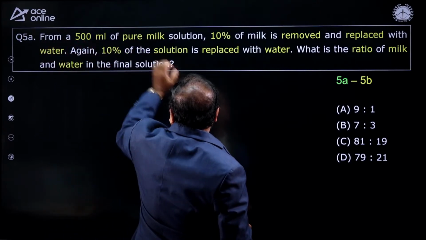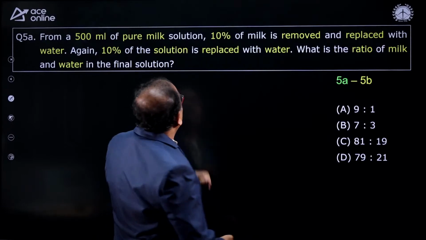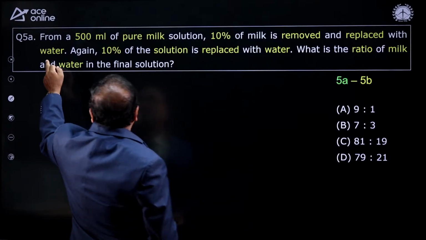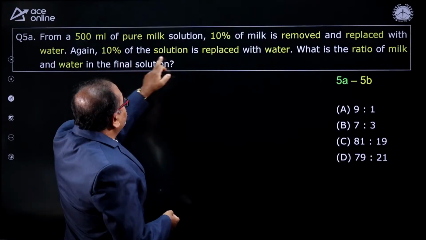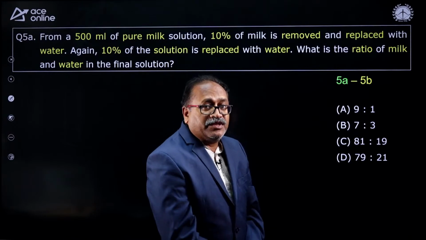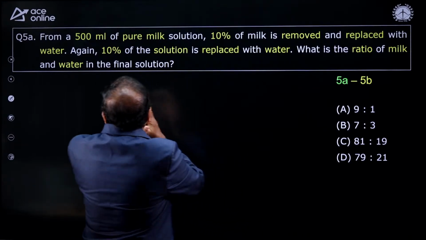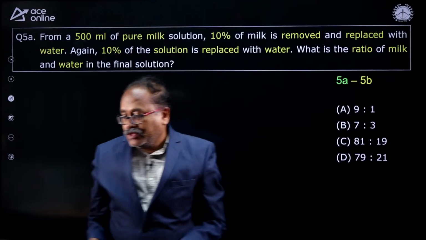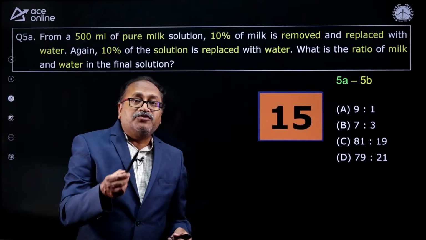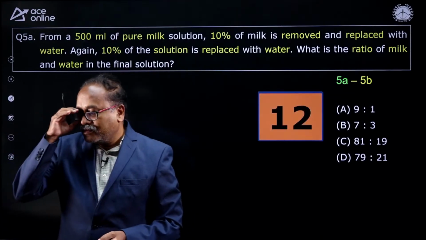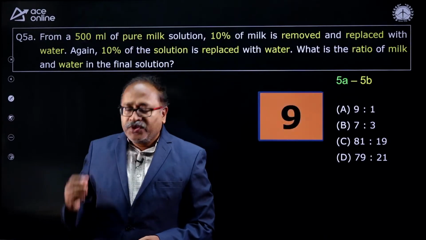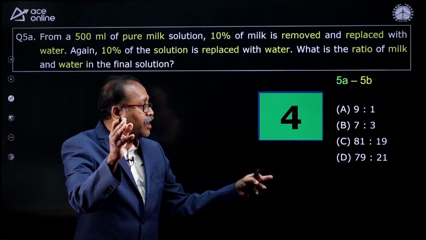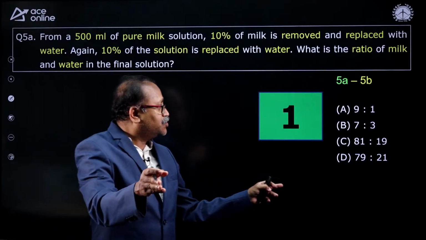From 500 ml of pure milk, 10% of the milk is removed and replaced with water. Again, 10% of the solution is replaced with water. Now the question is, what is the ratio of milk and water in the final solution? Now, I will give you 15 seconds to think. Come on. Think, my friend. 8 more seconds. 7, 6, 5, 4, 3, 2, 1 and 0.